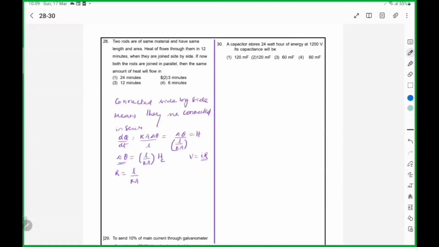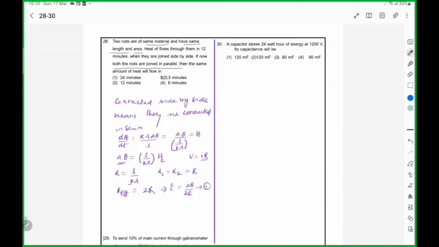So both the rods are same material, means K is same. Same length and area. Length and area are same. Then the resistances are equal. So once they are connected in series, effective resistance is 2R. Then heat current, that is H, which is delta theta temperature difference by 2R.